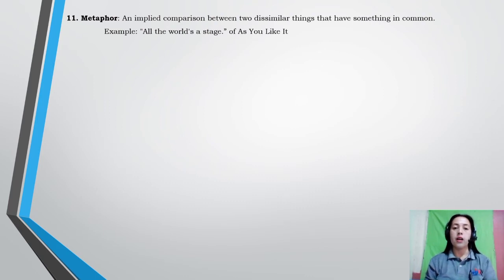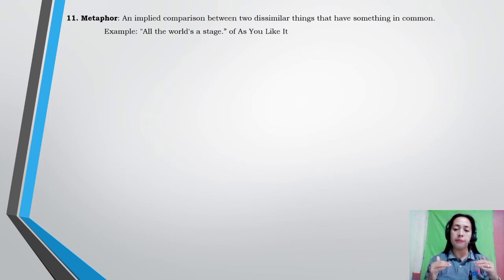All the world's a stage. The world and a stage are compared in this statement. Now, what is the similarity of these two unrelated things? They are unrelated, the world and a stage, but they share one common factor or one common feature, and that is a place of performance.